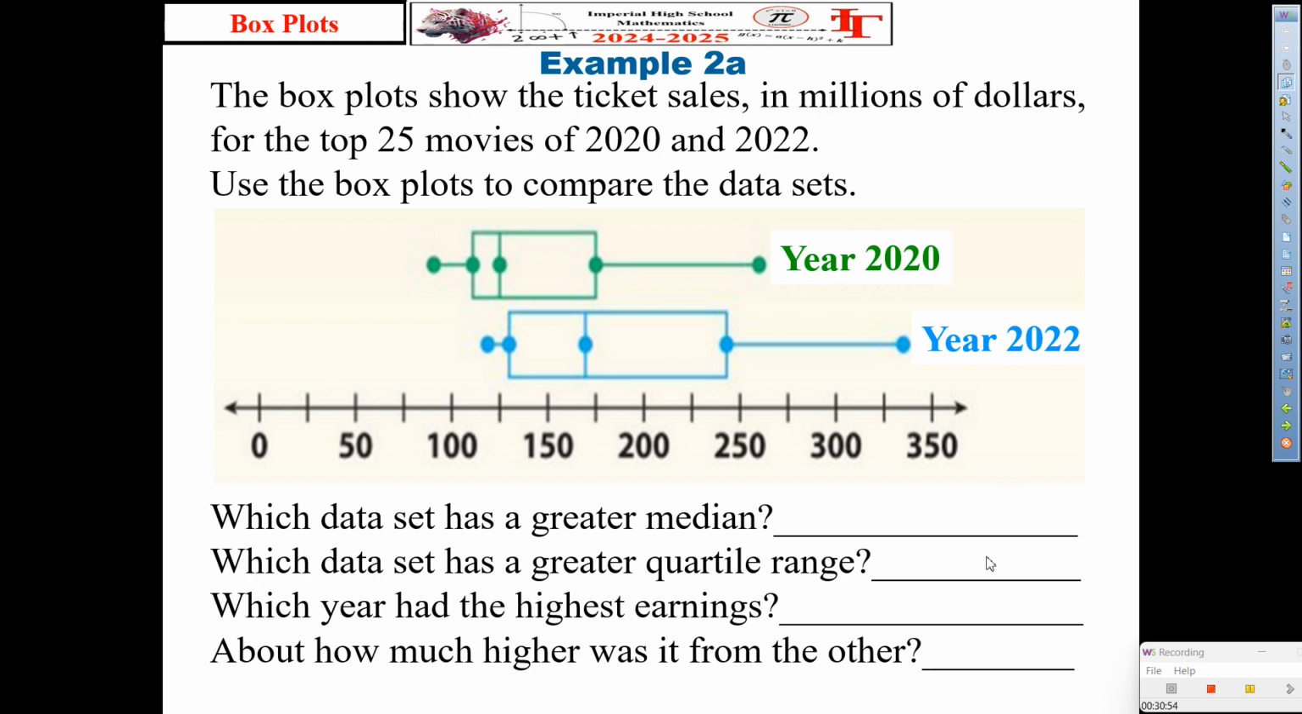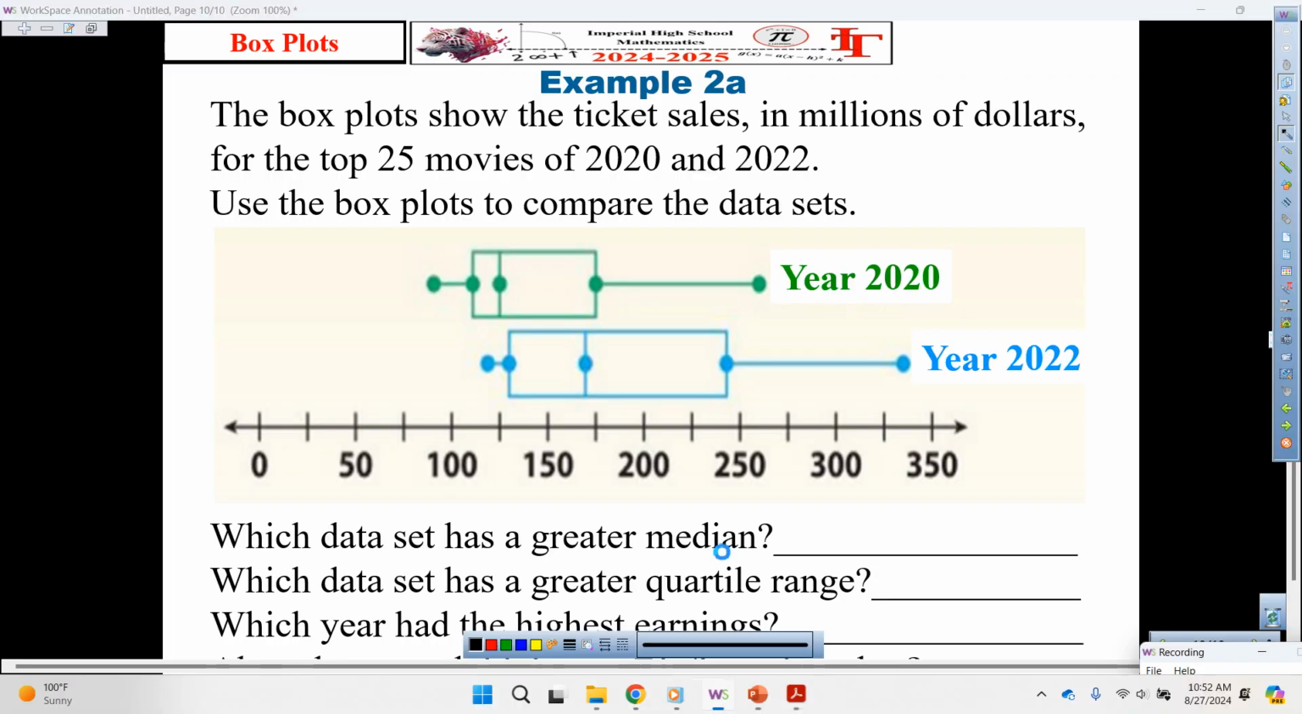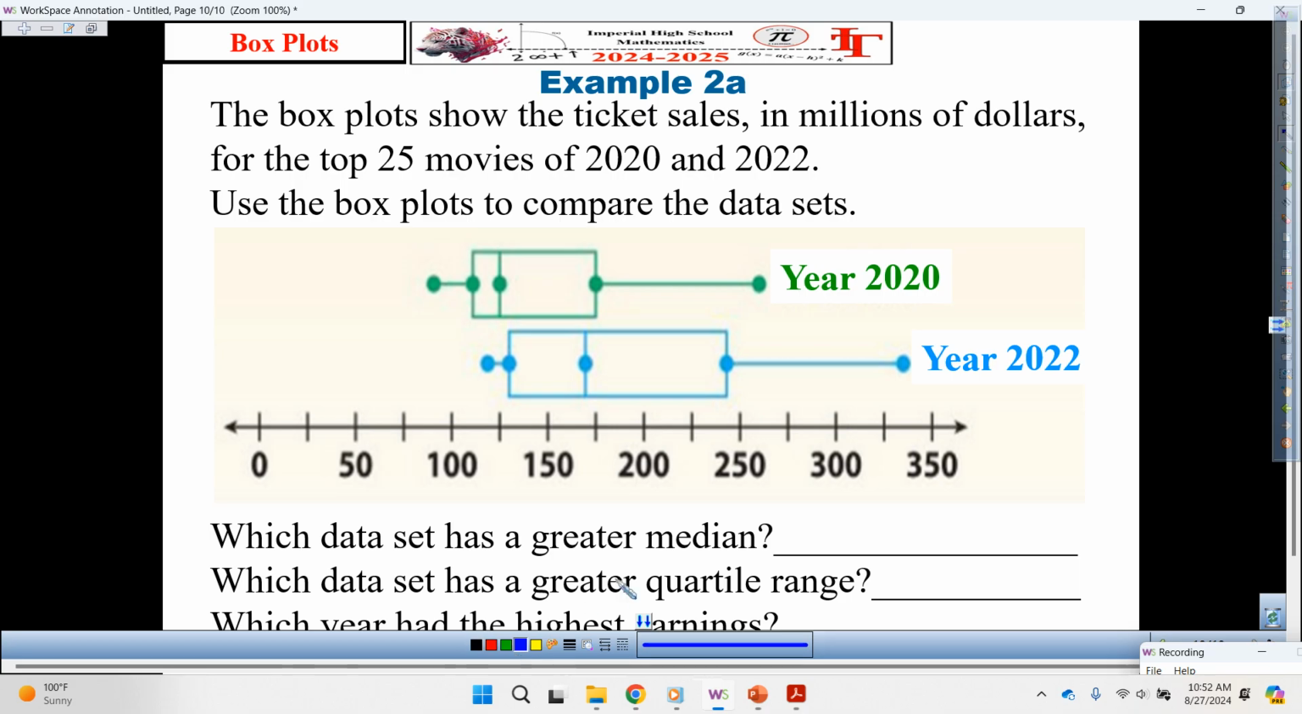All right, looks like Alessandra's got it. Alessandra, what year has the greatest median? 2022, that is correct, because it's right here, closer to the 175 million.